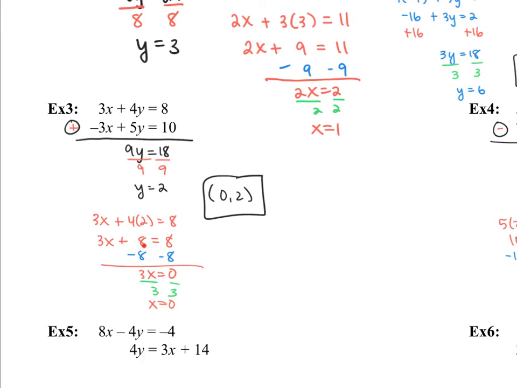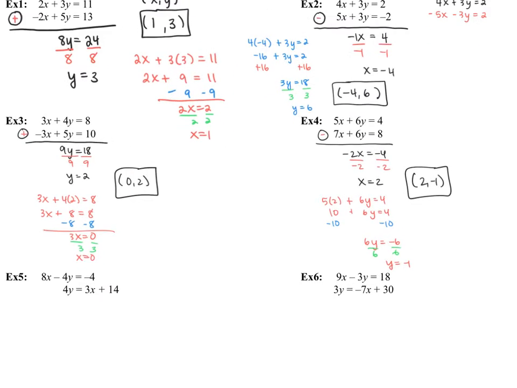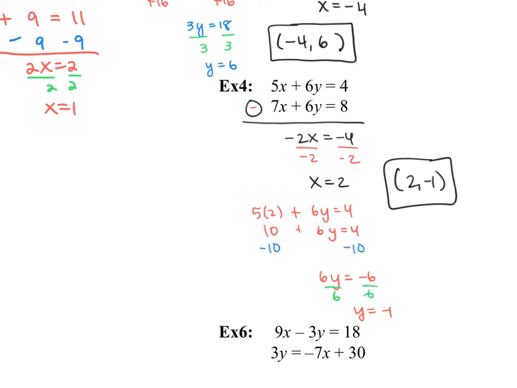3x plus 4 times 2 is 8, and then to get rid of 8, we subtract it from both sides. 3x equals 0, and divide both sides by 3 for an x coordinate of 0 for a solution of the point 0, 2.